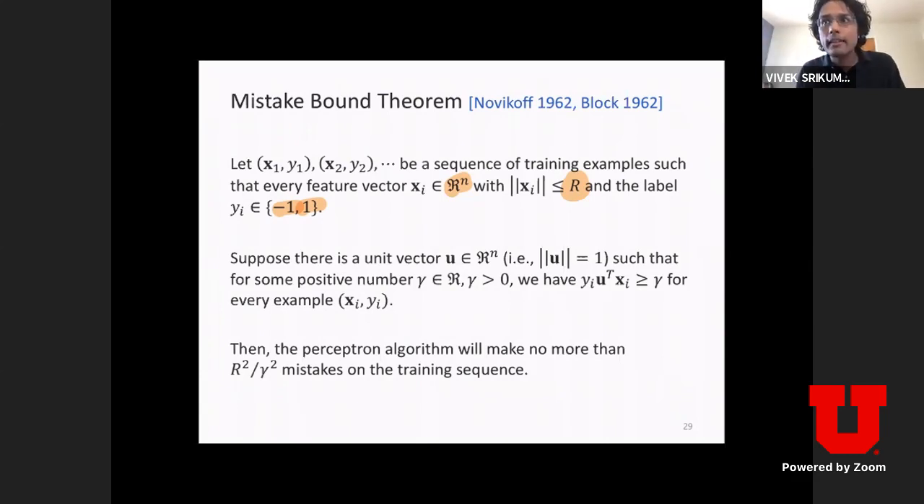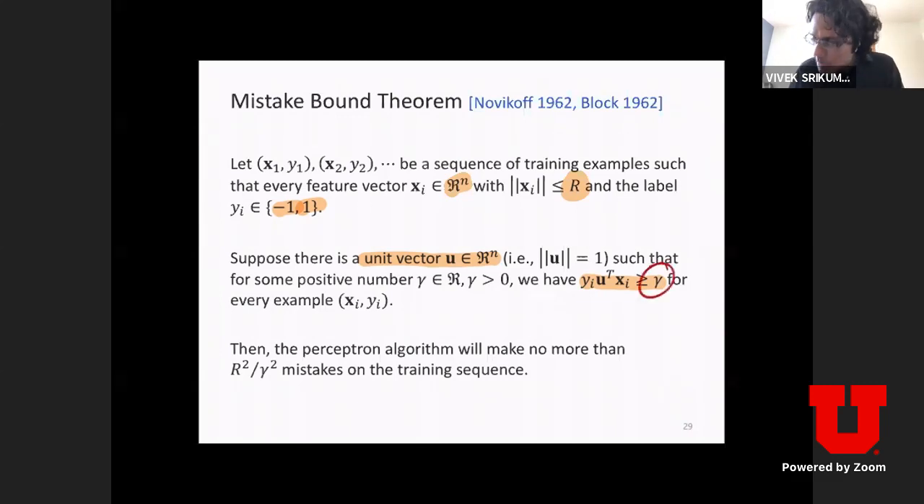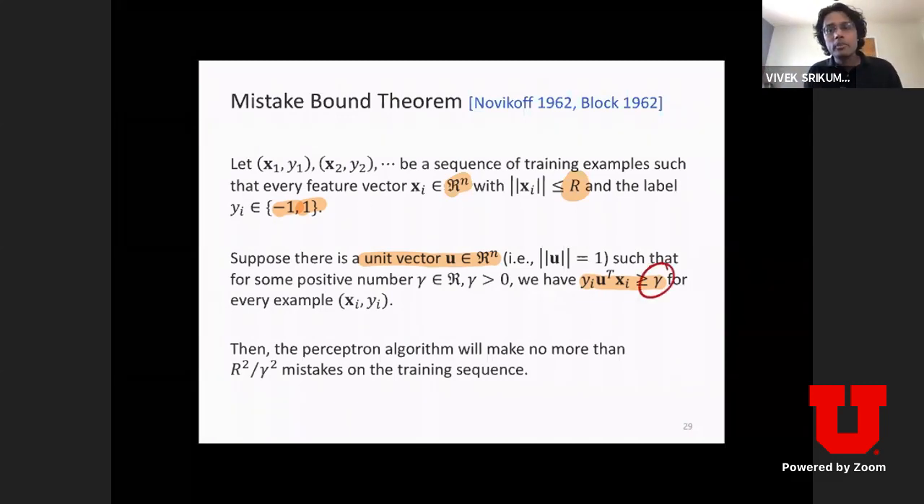Suppose this is a set of examples we have. If the true concept has the property that it is linearly separable, in other words, there is some unit vector u such that it has a margin of at least gamma. What that means is every single example that we will ever encounter will be correctly classified, and not just correctly classified, but put at a distance of at least gamma from this hyperplane with parameters u. If this happens, then the Perceptron algorithm will stop making mistakes after R square over gamma square mistakes on any training sequence. The number of mistakes cannot grow.